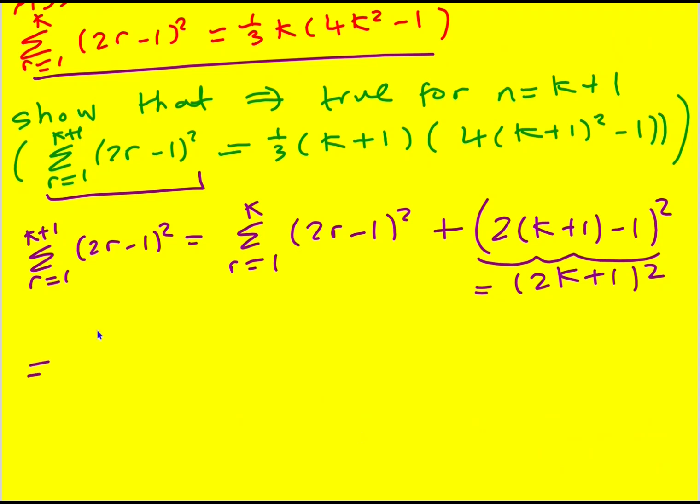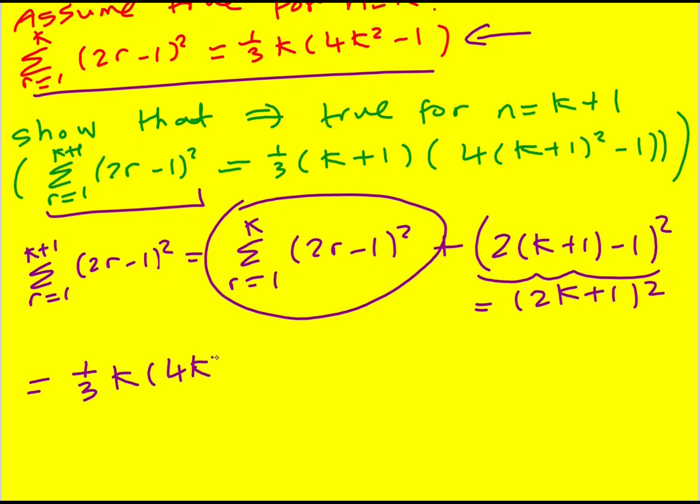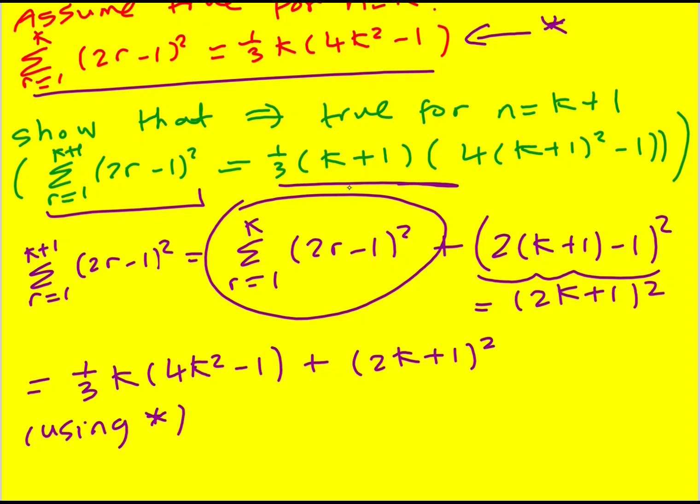And then using the result here, we can just replace this by a third k (4k squared minus 1), using, I'll call it star. Right, so got rid of the summation. We've used that assumption that if it's true for n equals k. Now we've just got to try and get to here.